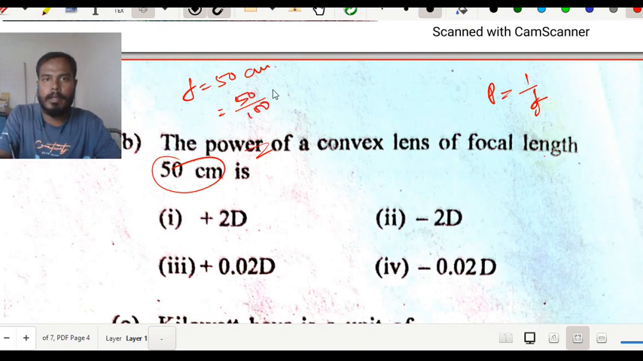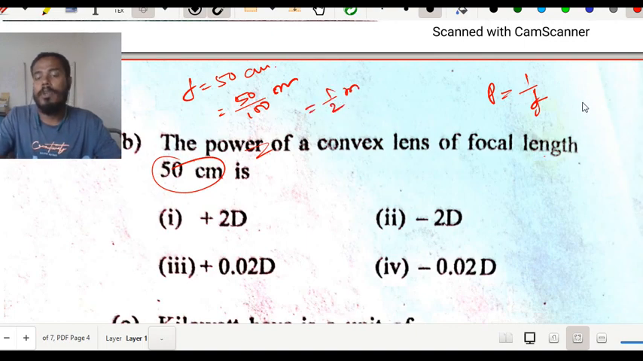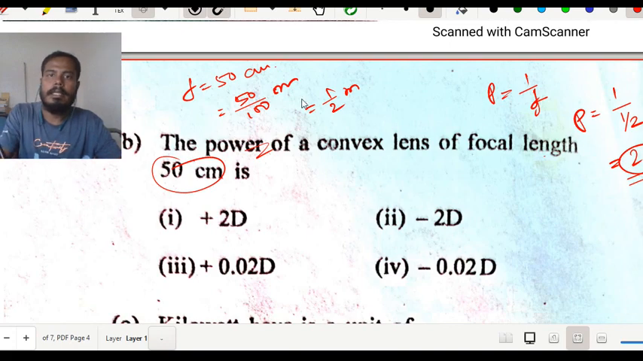So 50 by 100 meter. Then automatically it will be half. You can see half meter, right? Half meter. So the P will be 1 by, then focal length is half meter. Then these two will go up. So ultimately this is diopter. So this is 2 diopter. And since the focal length is positive, the power is also positive.